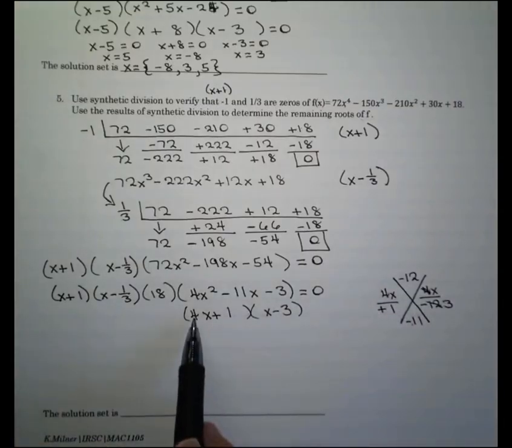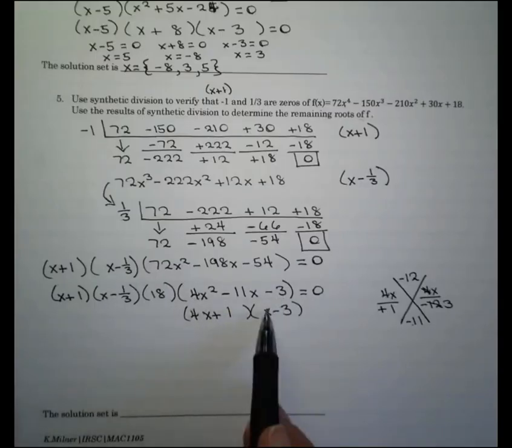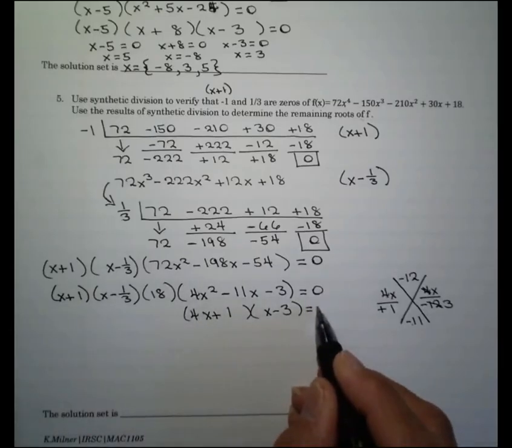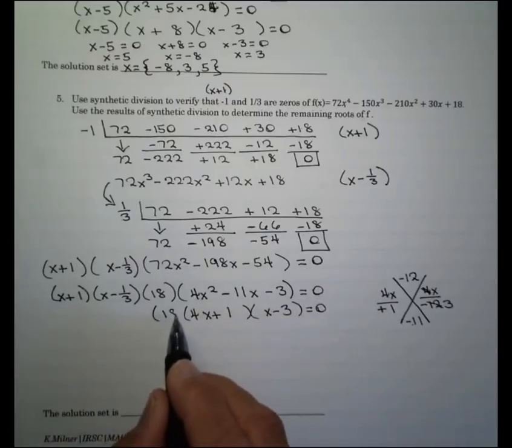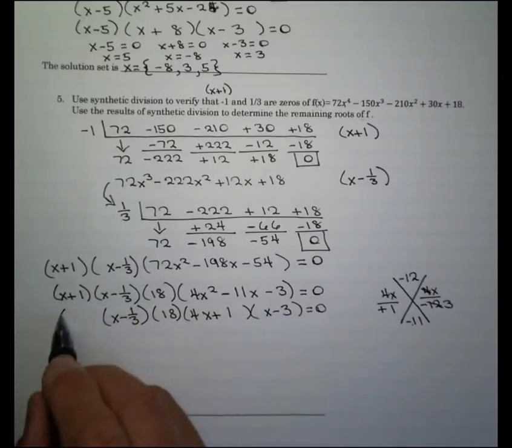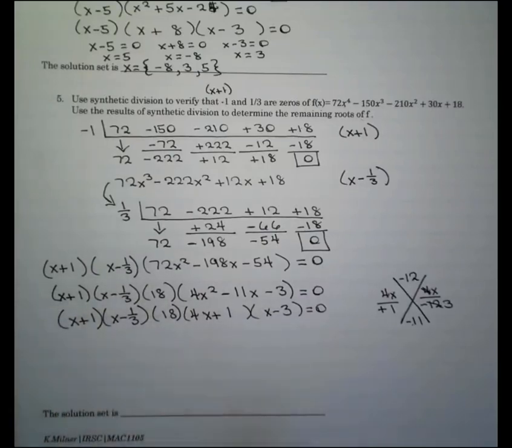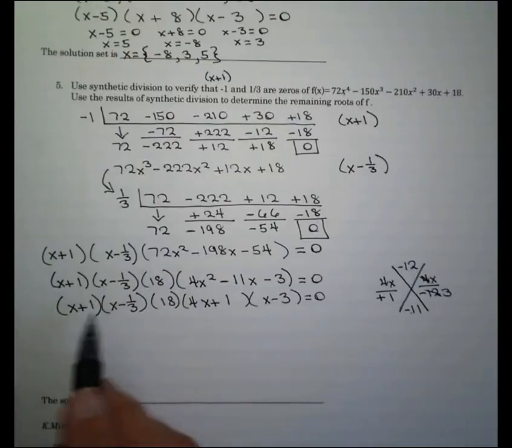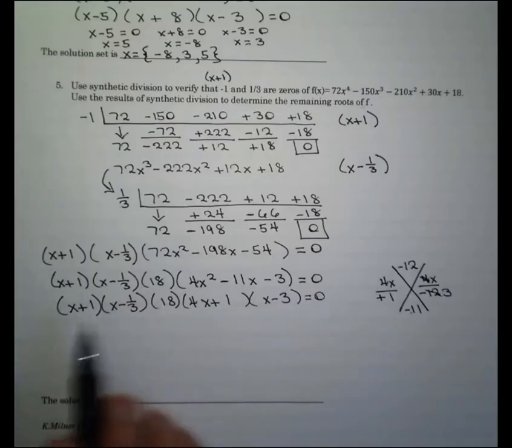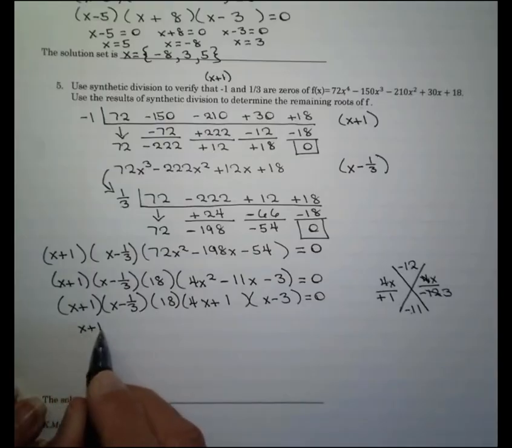I'm going to FOIL to check. 4x times x is 4x squared. 1 times negative 3 is negative 3. Inside is 1x. Minus 12x would give me my minus 11x. So let's finish writing down all these other factors here. Now, typically, this coefficient that's not multiplied times anything would be written out front. But you can see that each of these is a factor. And if any of them was 0, then we would have a true statement. So we're going to go about setting each of them equal to 0 and solving.